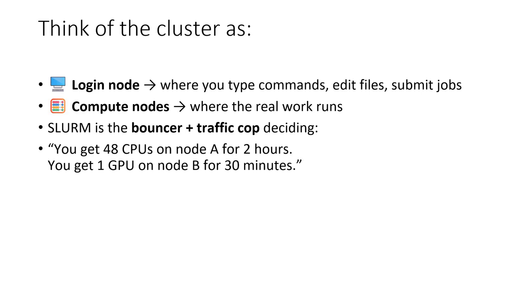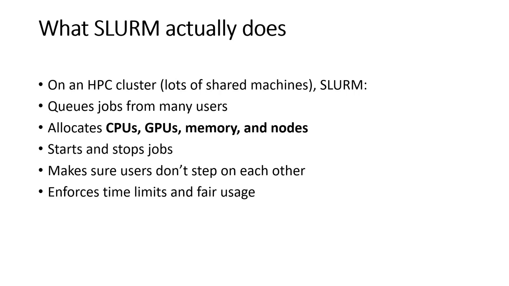So SLURM is like a traffic cop deciding, you get 48 CPUs on node A for 2 hours, or you will get one GPU on node B for 30 minutes. This utility can decide that. What SLURM does is it queues jobs for many users, allocates CPUs, GPUs, memory, and nodes, and starts and stops jobs, and makes sure users don't step on each other, etc.